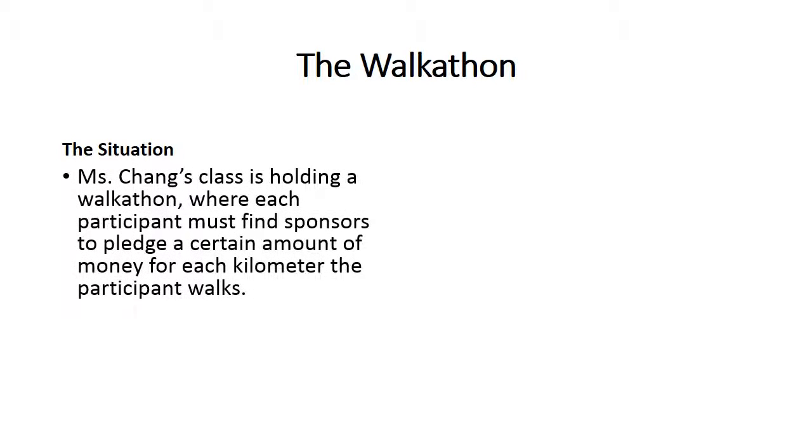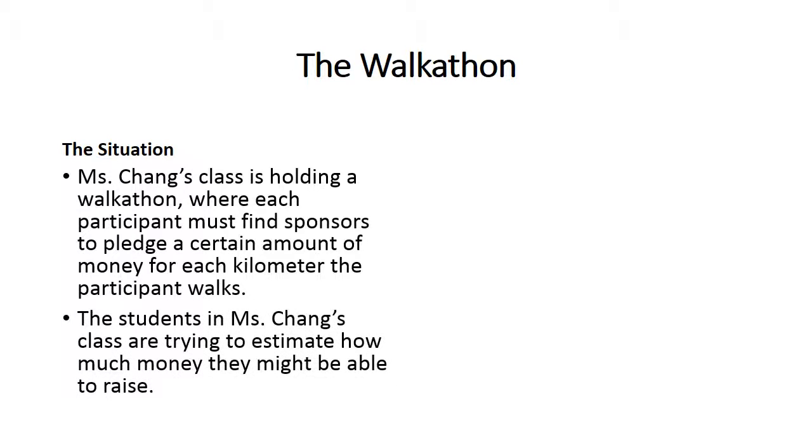All right, let's get into problem 1.3. Here's the situation. We talked earlier about Mrs. Chang's class holding the walkathon, and we went out and found our walking rates so we could determine how far we might need to walk in order to raise so much money. So in the walkathon, each person finds sponsors to pledge a certain amount of money for each kilometer they walk. The students in Ms. Chang's class are trying to estimate how much money they might be able to raise. So that's what we're going to look at through this problem.